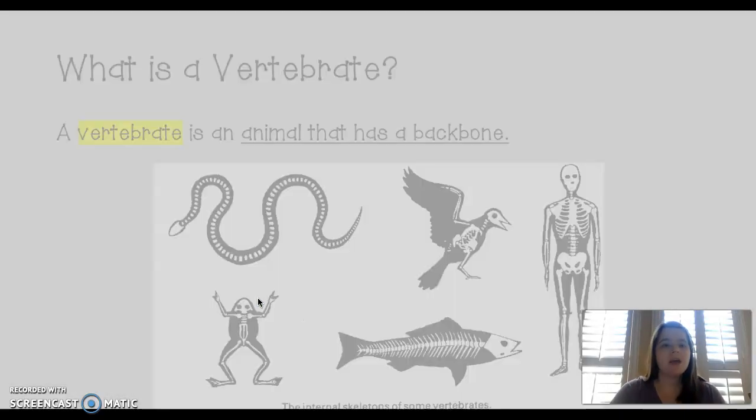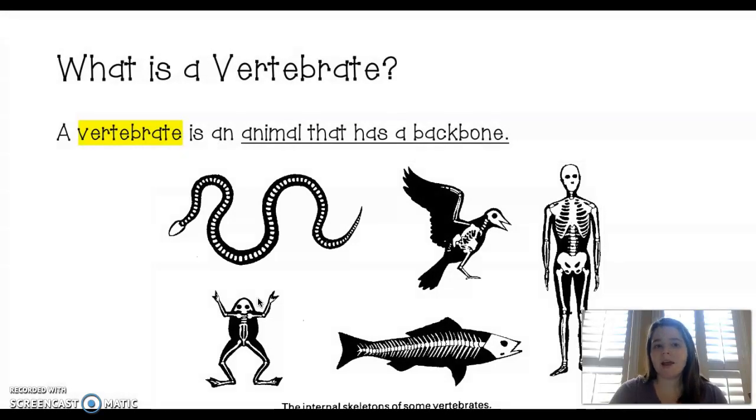All right. So what is a vertebrate? A vertebrate is an animal that has a backbone. So look at all of these different kinds of animals that have backbones. We have a snake, we have a frog, a fish, a bird, and a human, because we are a vertebrate because we have a backbone. So here are just a few examples of some vertebrates that we're going to be talking about.